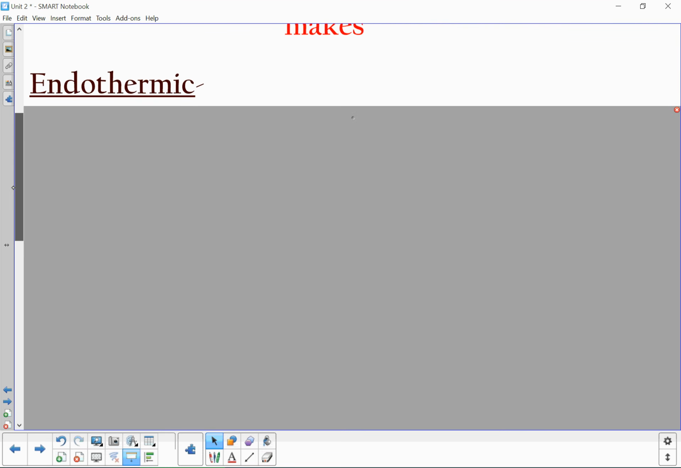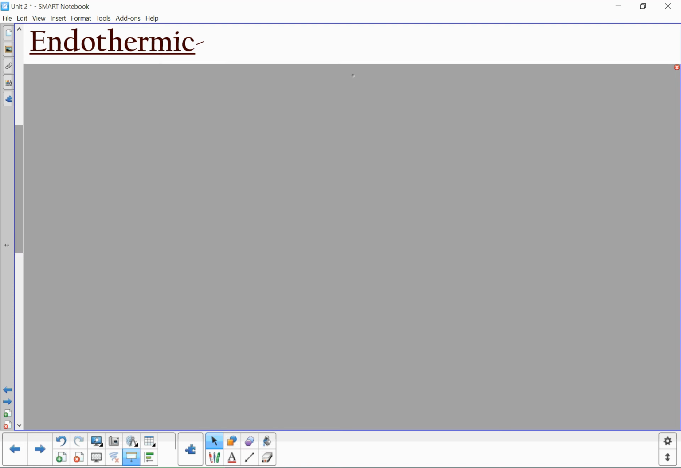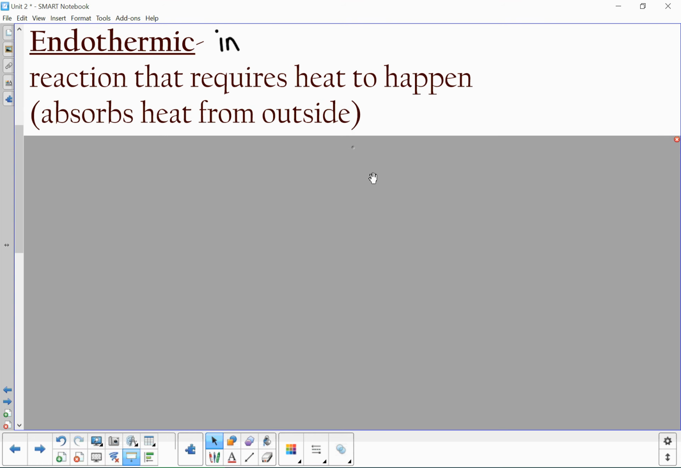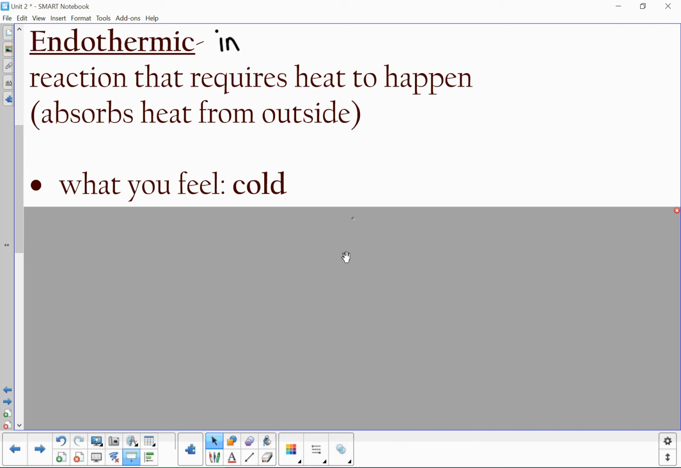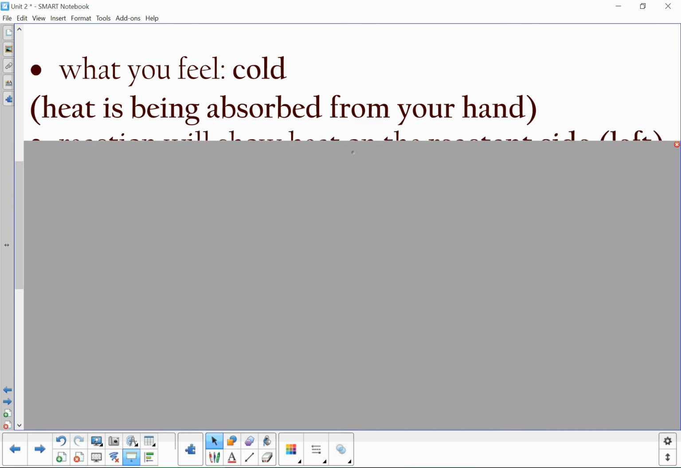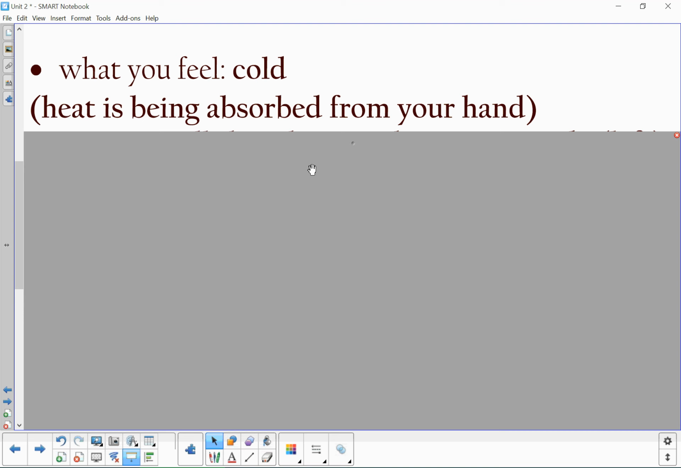Now, sometimes chemical reactions can be endothermic, and endo kind of sounds like in. And in an endothermic reaction, what's happening is the reaction requires heat in order to happen. This means that it is absorbing heat from the outside. So heat is going to go into the reaction. What that means that you would feel is cold. That reaction would steal all of the heat from your hand and suck it up inside of that beaker. The heat that you are losing is making your hand feel cold because it is an endothermic reaction.